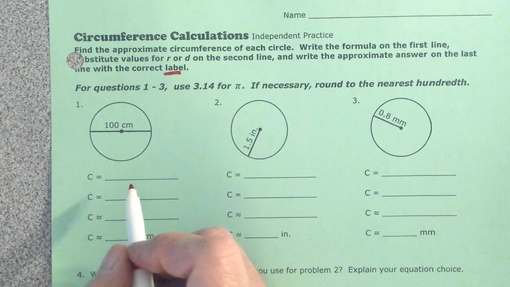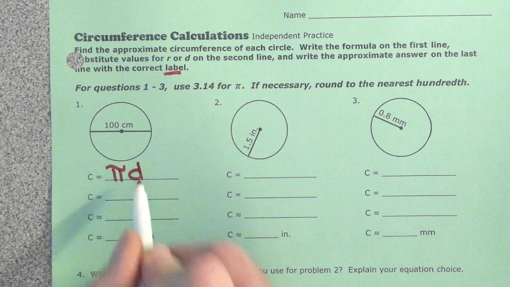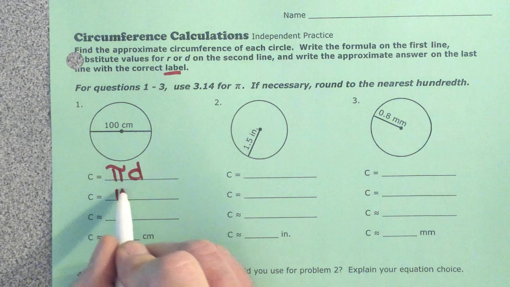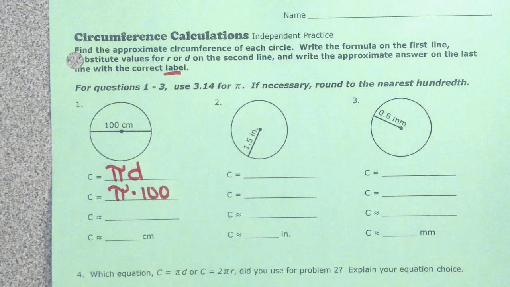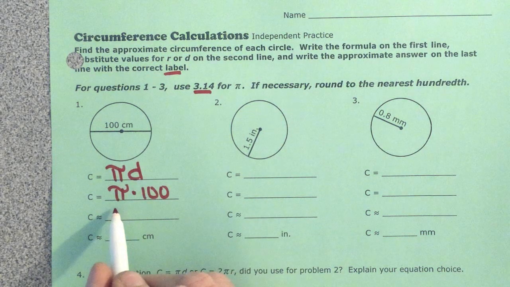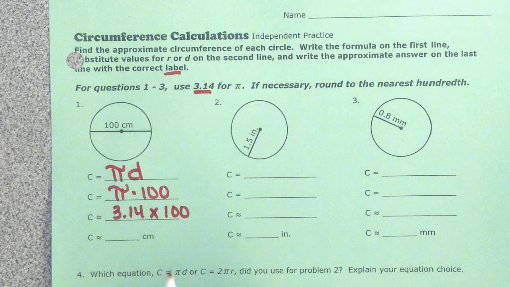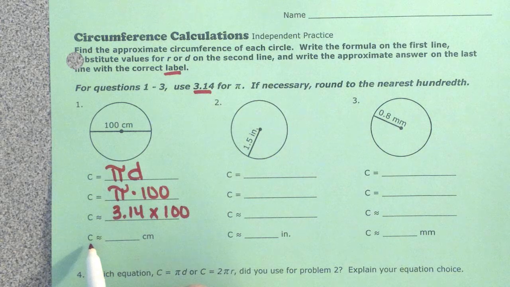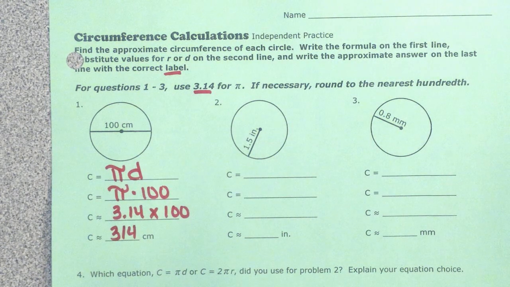All right, so here we go. First, write the formula. It's given me diameter, so I'm going to use pi times D. Then I'm going to substitute 100 in place of the diameter, so pi times 100. Now I'm going to approximate. Instead of using the exact pi, I'm going to use 3.14. So 3.14 times 100. And anytime you times by 100, you move the decimal 2 places to the right. Final answer, circumference is approximately 314 centimeters.